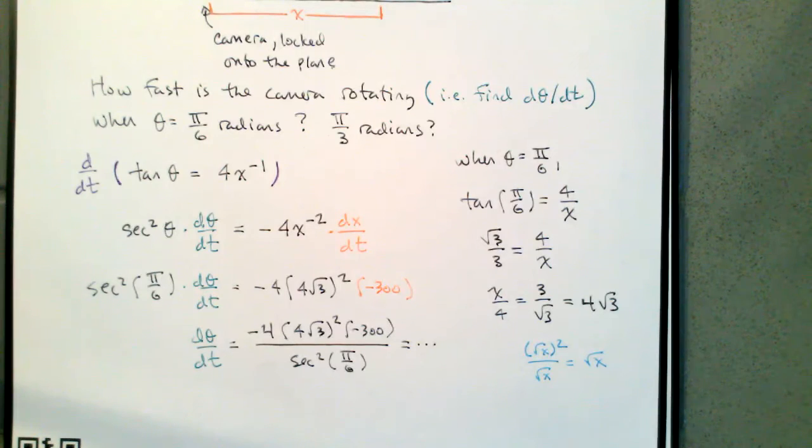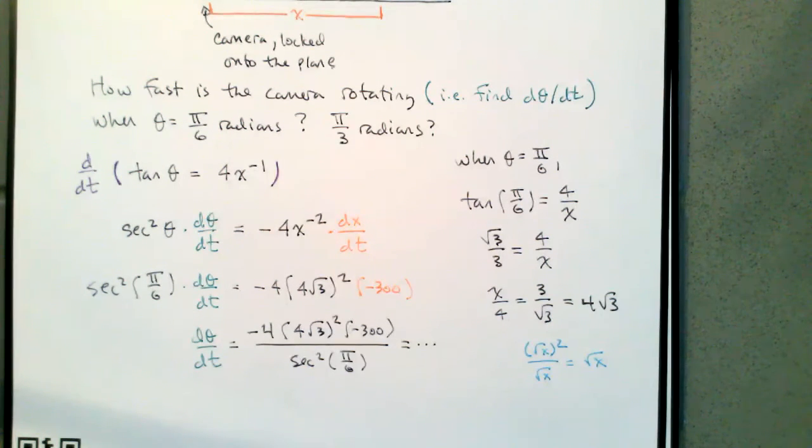Then we're going to have to think, before we calculate for pi over 3, is d theta dt going to be greater or less when we get to pi over 3 radians? Will the camera have to rotate faster or slower? We should decide what should happen and then see if our calculation matches our intuition. Any questions?